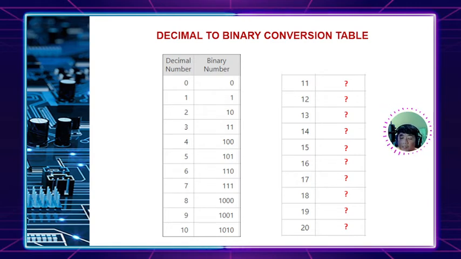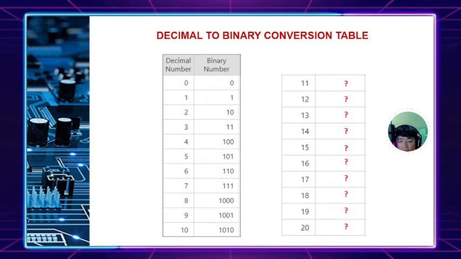Now, class, on a piece of paper, try nyo i-guess. Pero reminder, take note. Can you interpret that manually on your own? How that it converted from decimal to binary, starting from 11 to 20? Can you do that, class?